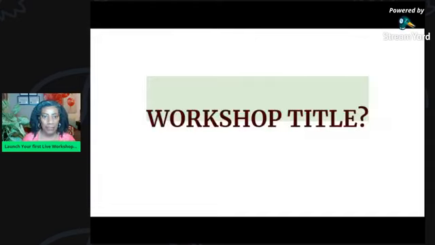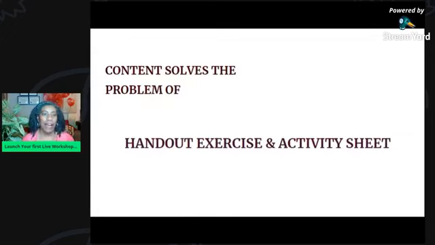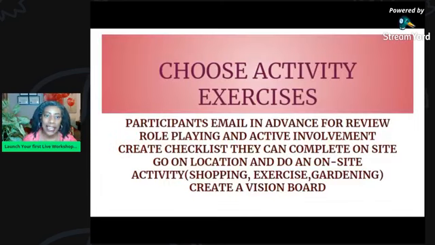Now, when you're creating your workshop title, you have content. Does your content solve a particular problem? Create handouts, exercises, and activity sheets. That is just something for them to do. You are going to choose an activity exercise. Participants get mail in advance for review, for role playing and active involvement. Create a checklist that they can complete on site, and go on location and take a look around at the facility.